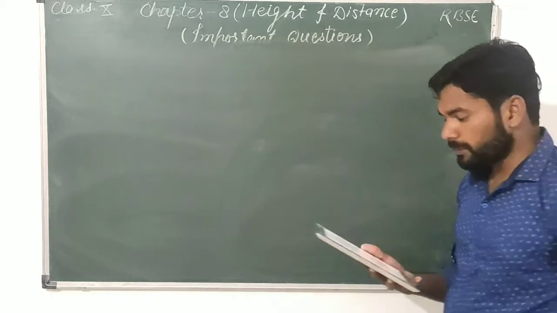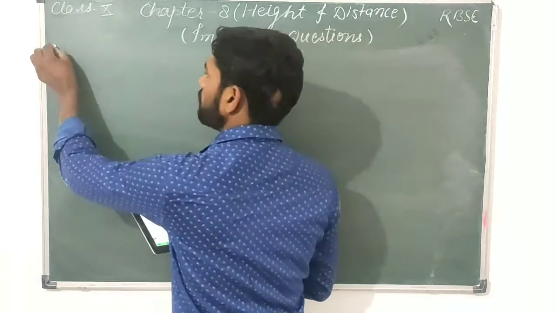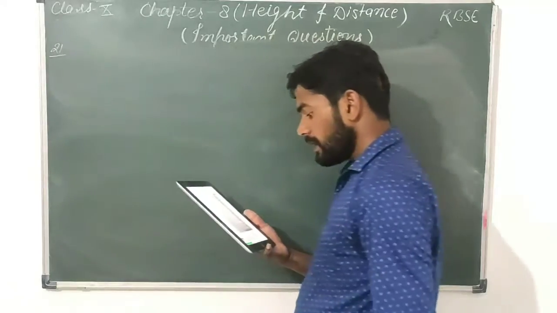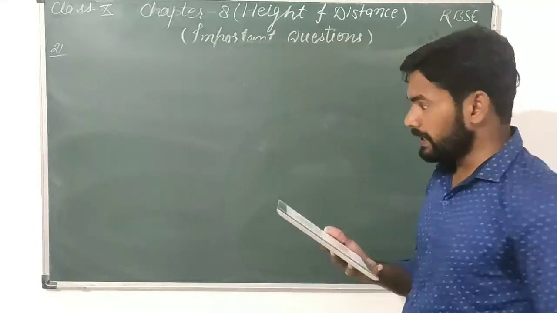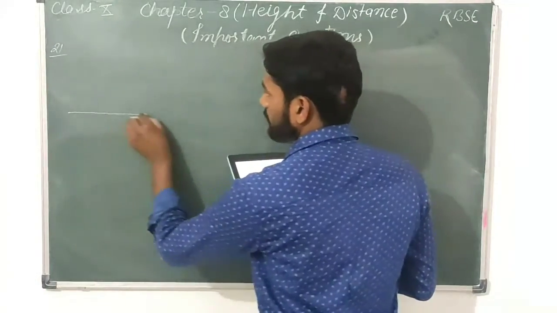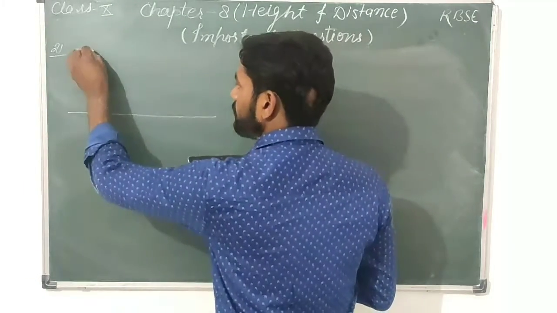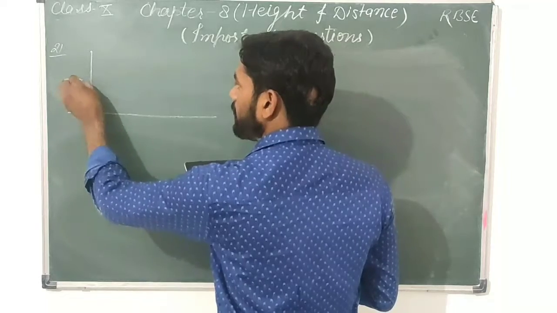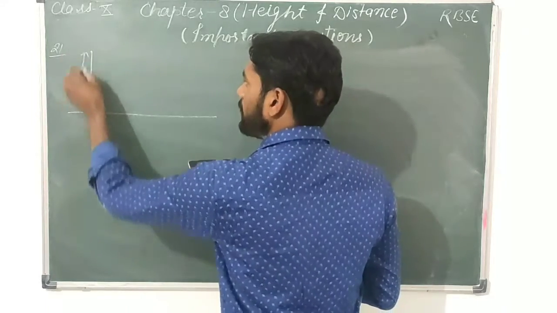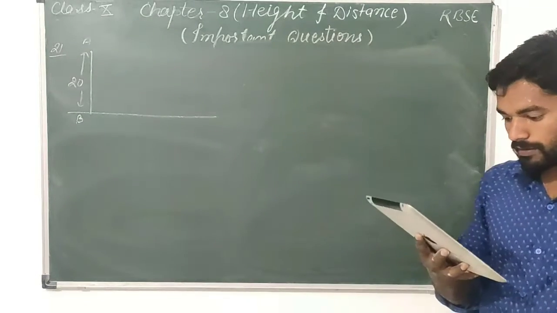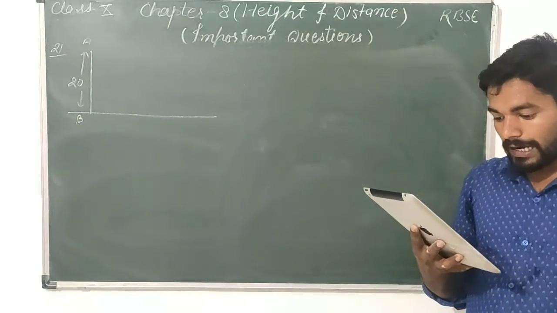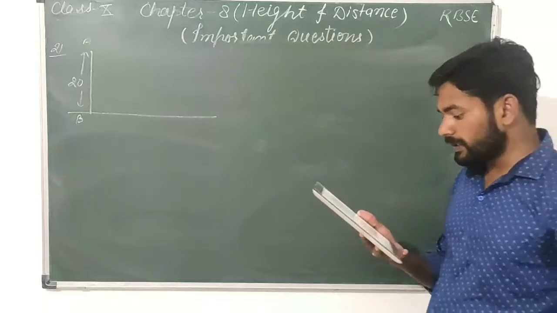Now, question number 21. From a point 20 meter above the water level, let's suppose this is the water level, and a point is here which is 20 meter above this water level. It is the point A and this is the point B. In a lake, the angle of elevation of the cloud is 30 degree.